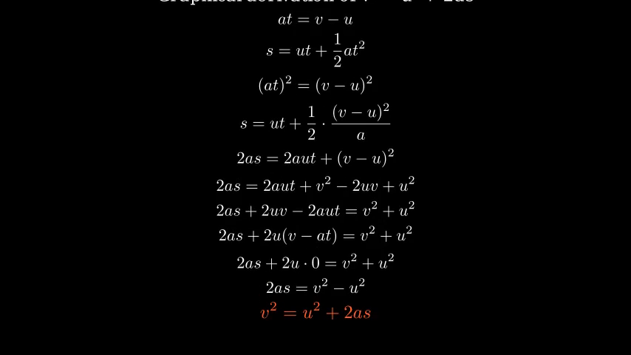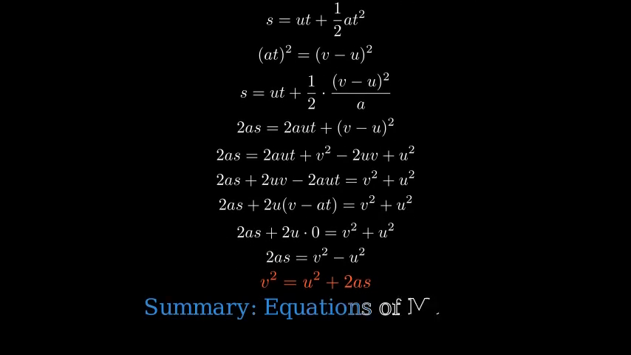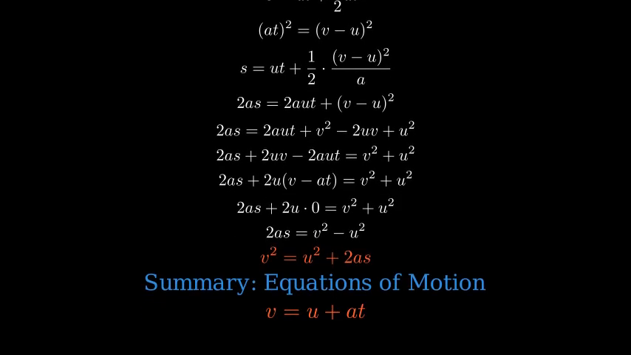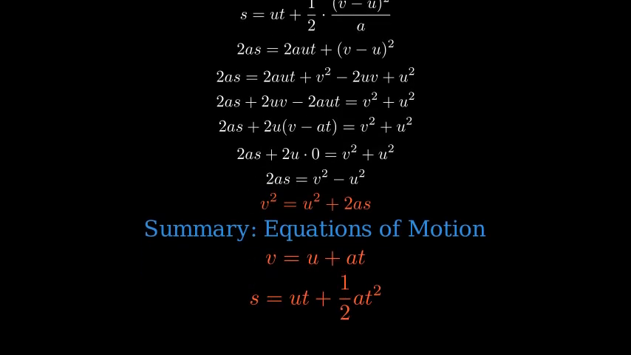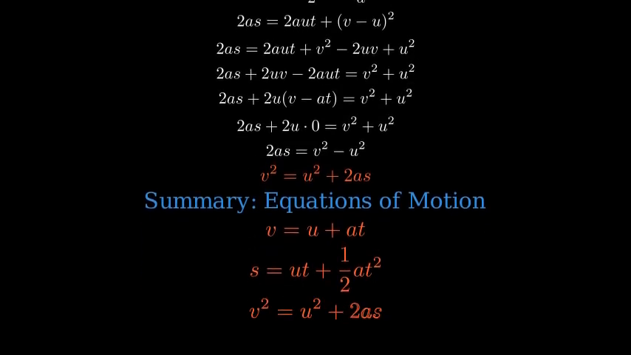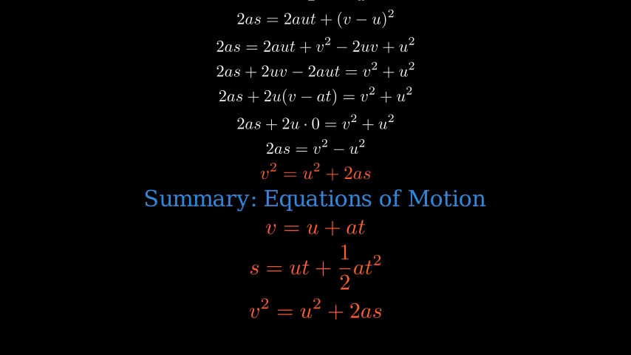Let's summarize what we've learned. We've derived the three equations of motion both algebraically and graphically. First equation, v equals u plus at. Second equation, s equals ut plus 1/2 at squared. Third equation, v squared equals u squared plus 2as.